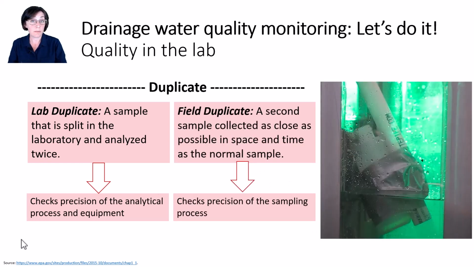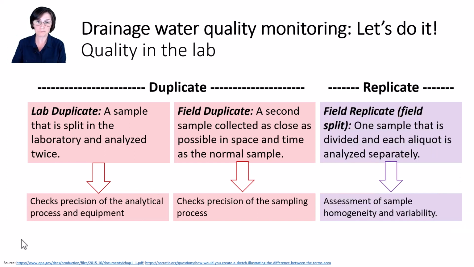Taking a field duplicate is a way to document the precision of your sampling process. This is where you collect a second sample at the same time as your original sample, and then transport, process, and store those 2 separate samples the same. A field replicate or field split is a similar idea to a field duplicate, but is slightly different. This is where one sample is collected, homogenized, and then split into 2 samples. Often the 2 samples are sent to 2 separate labs.